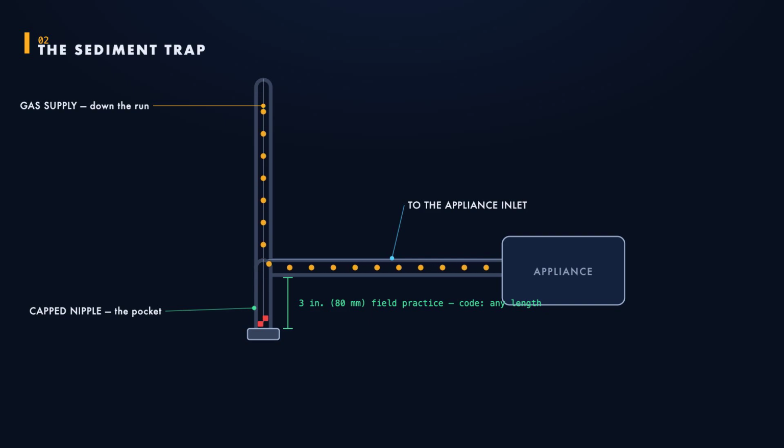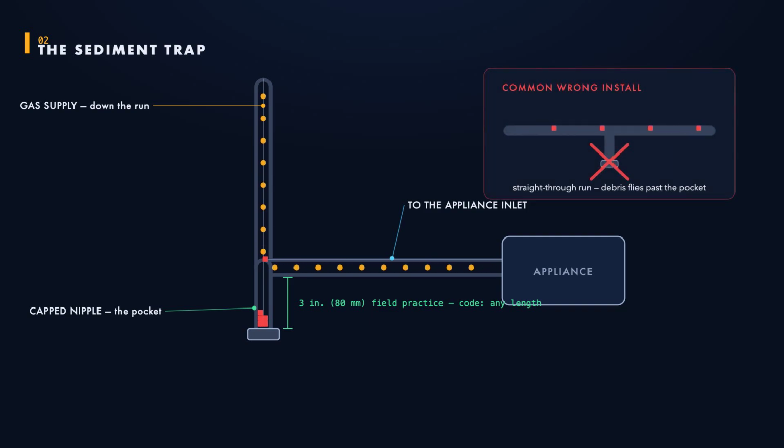Gas flows down through the run of the T and has to turn a corner to reach the appliance. Debris is far heavier than gas, so it cannot make that turn. It keeps going straight down and settles in the capped pocket, out of the stream.